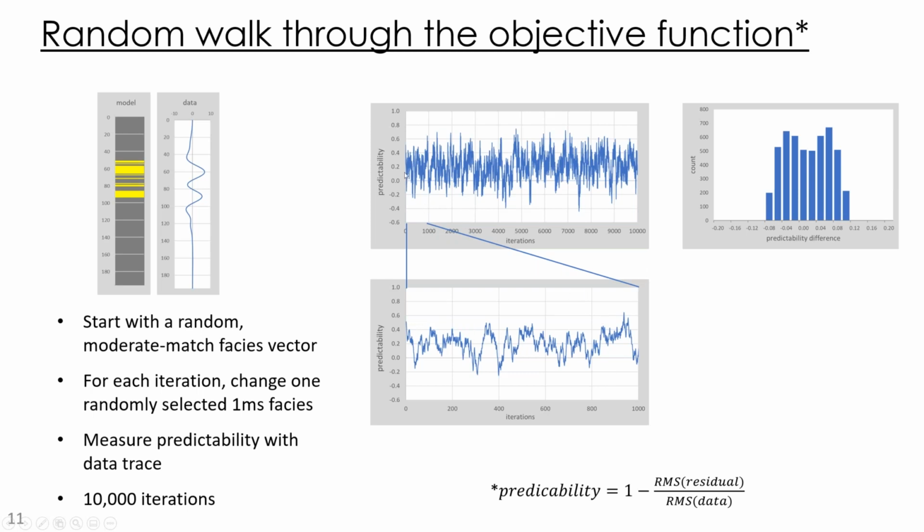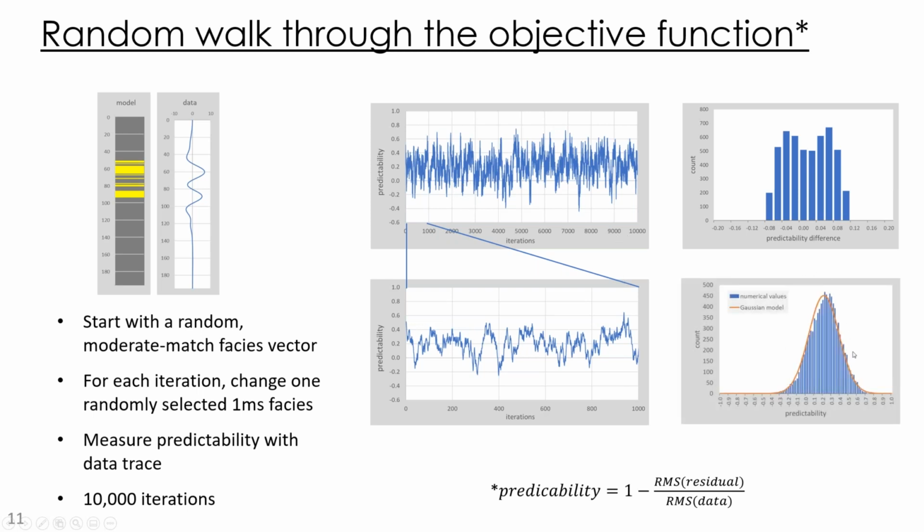The other takeaway is the average values of the predictabilities. The average is somewhere around 0.2 to 0.3, which is a very poor match, as we'd expect, because we make no attempt to optimize the matching. It's purely random, so we'd expect most of the matching to be poor. But every now and again, purely by chance, we hit upon a facies vector which is a reasonable match. We're getting up to about 0.7 around here, and 0.7 is a tolerable match.